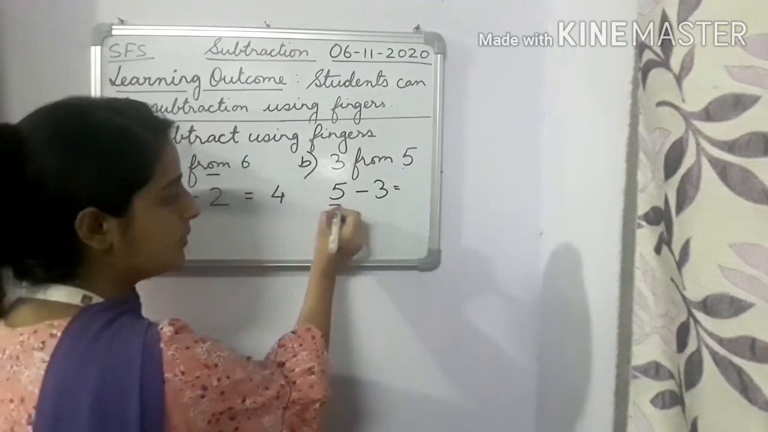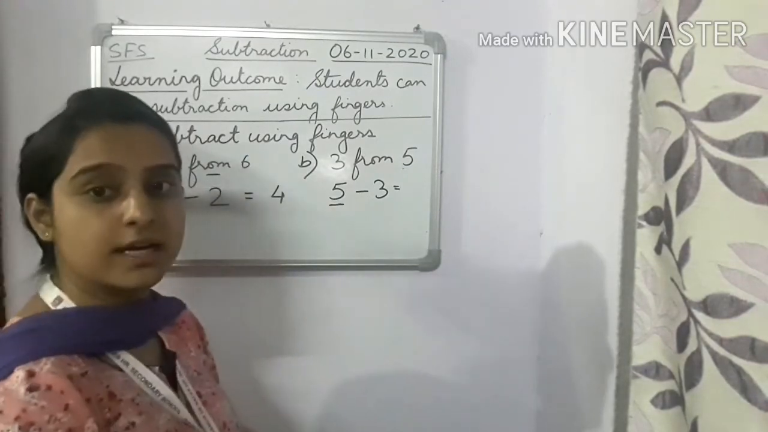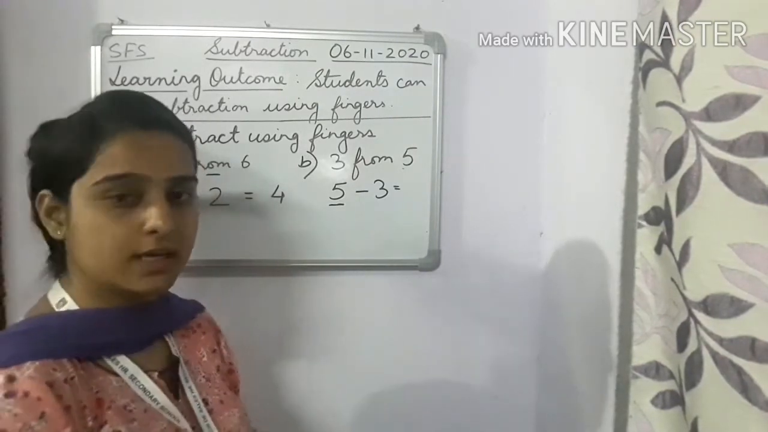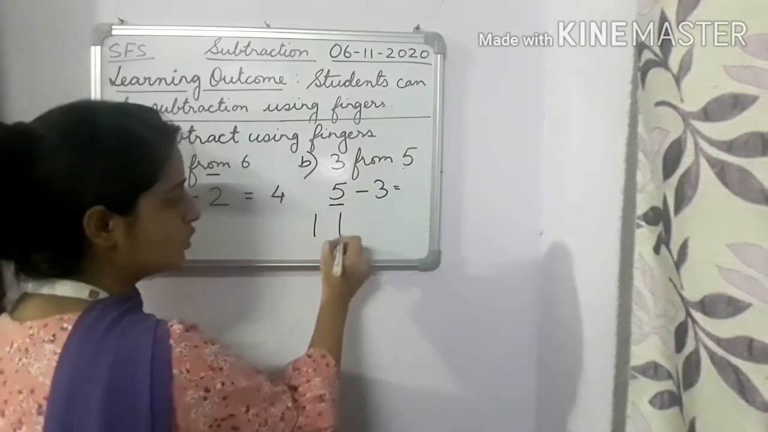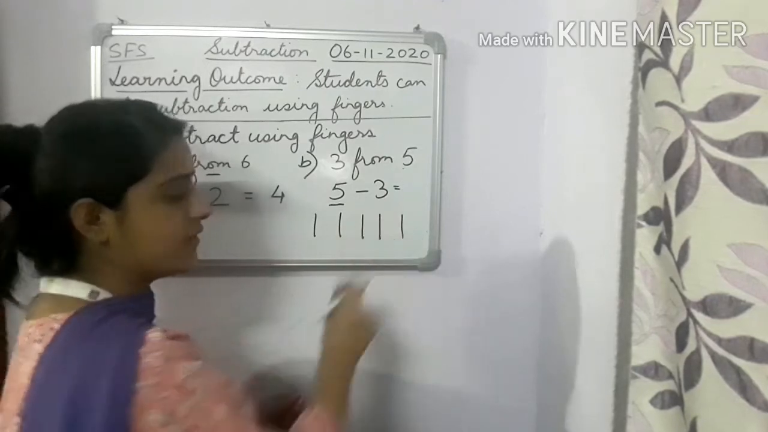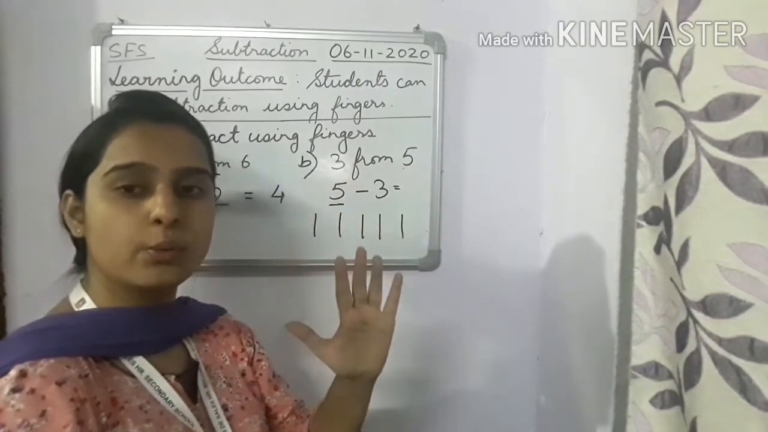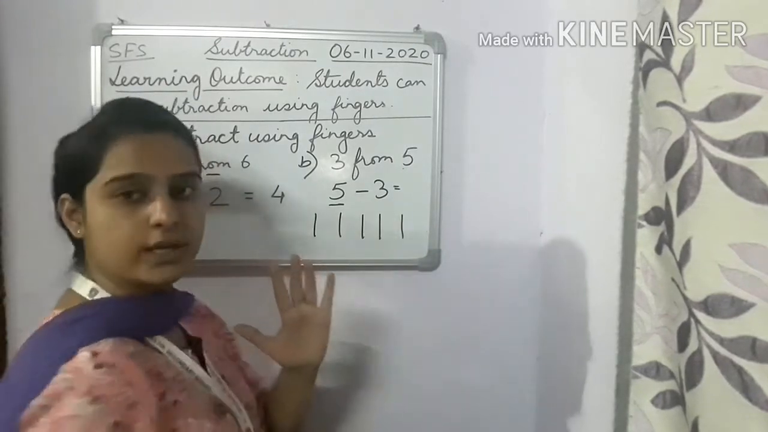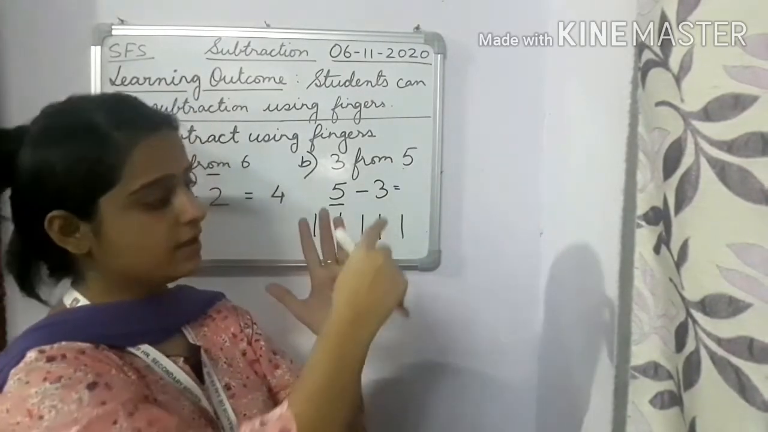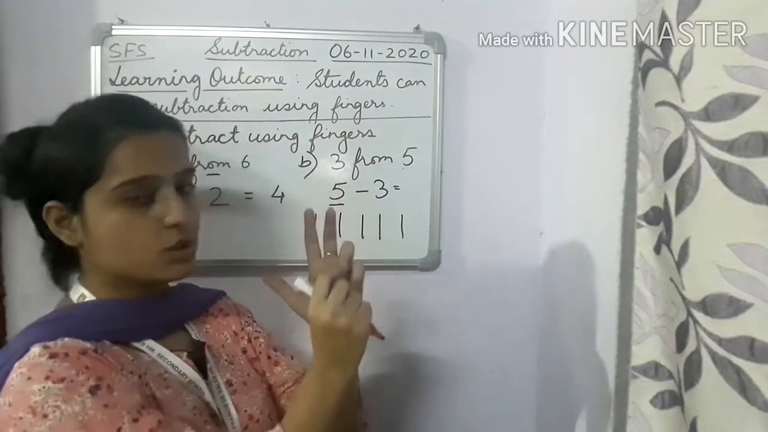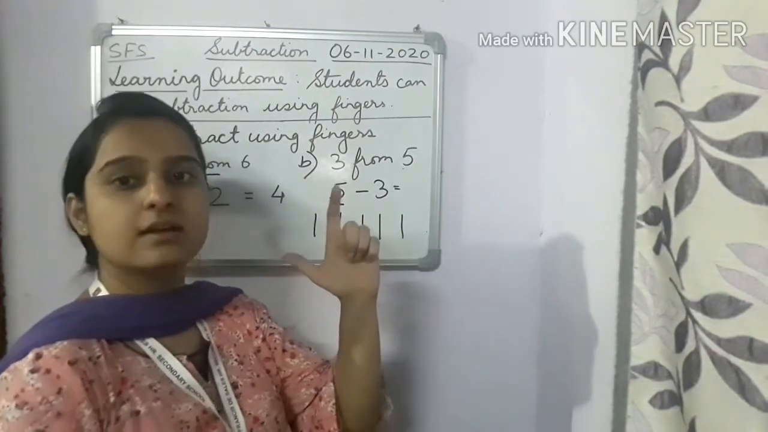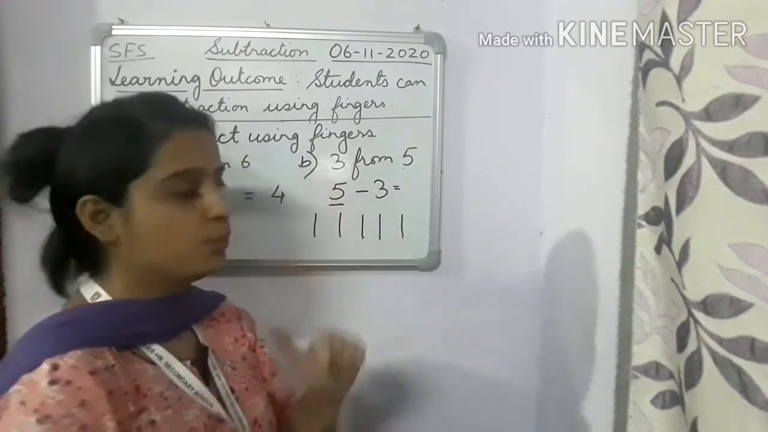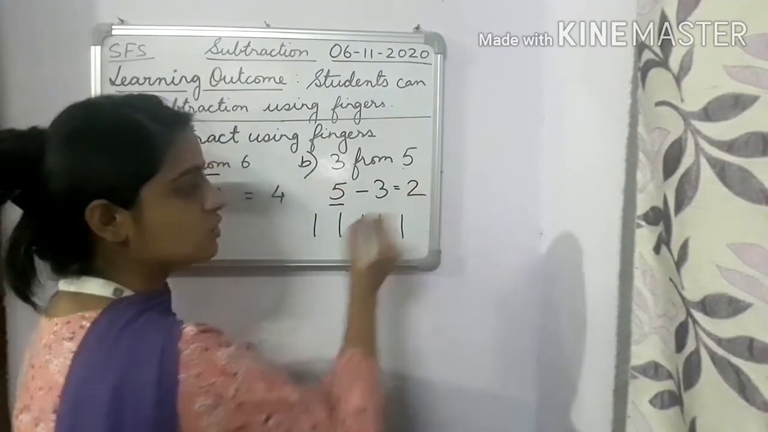So in total how many numbers are there? The bigger number is what? 5, right? That means we will open 5 fingers. 1, 2, 3, 4, 5. Everyone open your 5 fingers along with me, children. Okay. Now minus 3. That means cancel 3 fingers. 1, 2, 3. So how many fingers remain, children? 2. Very good. The answer is 2.